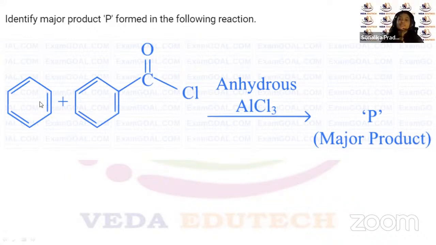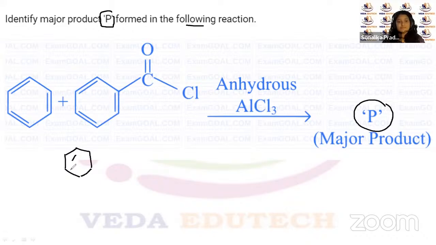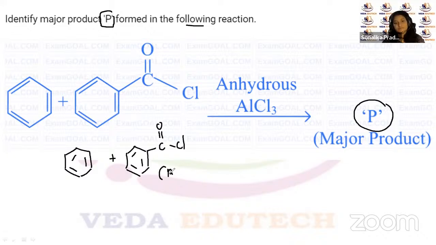Okay, children, I hope you all would have got the answer here. So what is the question here that is being asked? Identify the major product P in the following reaction. So you have to find out what P is, right? Here we are having benzene, and with that you have been given benzoyl chloride, right? And that too in the presence of anhydrous AlCl3.